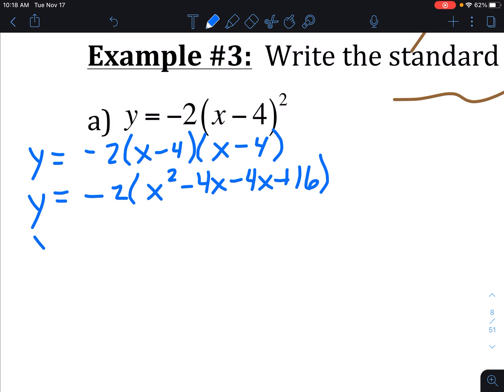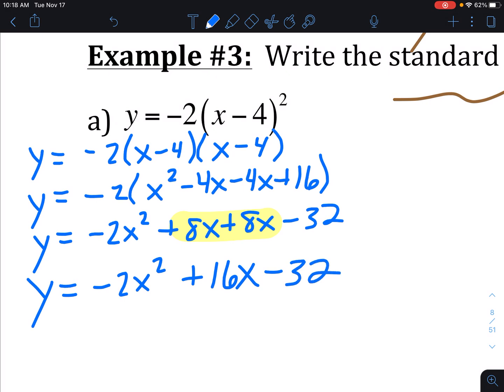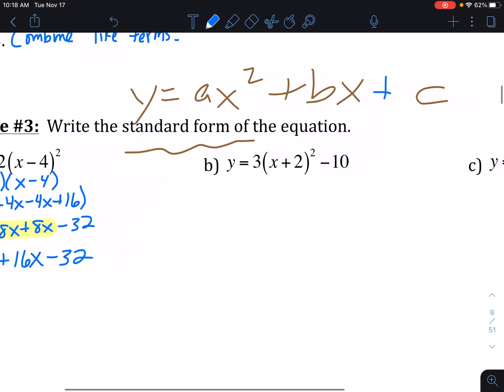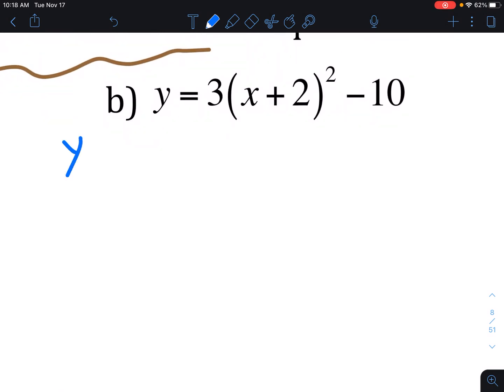Now we're going to distribute the a. We're going to multiply 4 times. Negative 2 is multiplying 4 times. And then we're going to combine like terms, which would be these guys here. And then there it is, standard form. Let's try another one. Let's write out that x plus 2 twice, since it says squared.